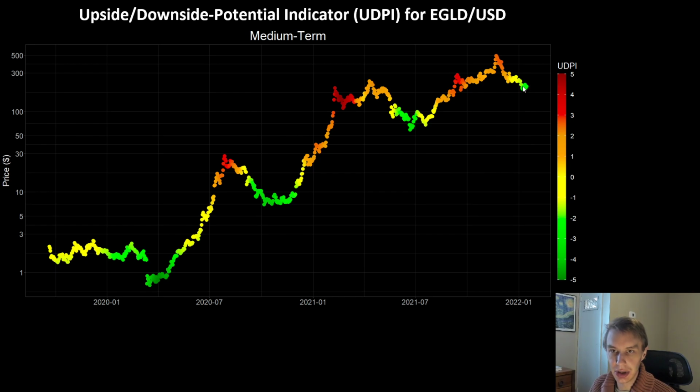So by hitting this green zone right now, what the medium-term UDPI is saying is that in its estimation, EGLD has more upside potential in the medium term than downside, that in the coming weeks to months, it expects that Elrond has more plausible upside potential in it than downside potential.